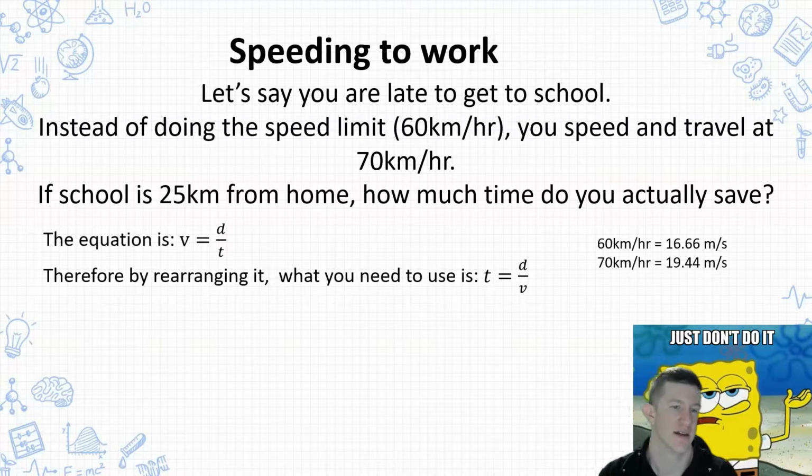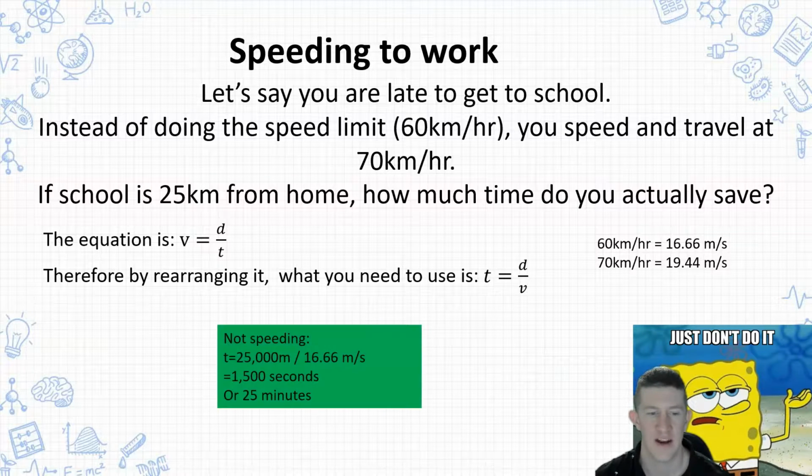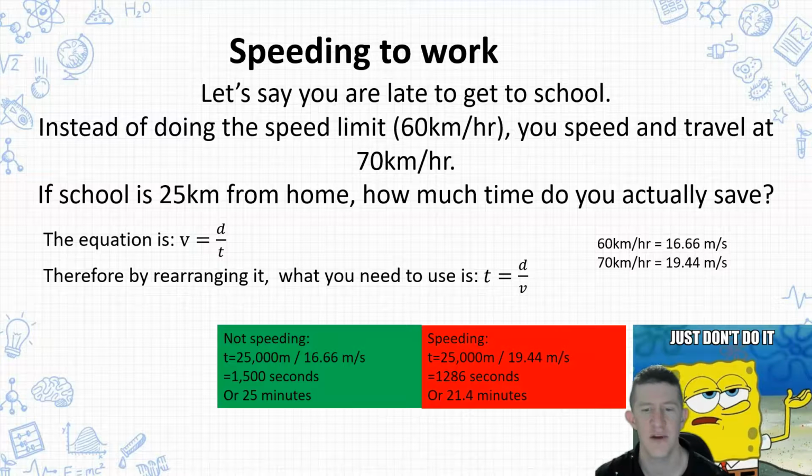This is the answer. So we would work out, don't worry about the equation. You've done it however you've done it, but we're going to figure out that if you were not speeding, it took you 25 minutes to get to school. 1500 seconds if you converted, or 25 minutes. If you were speeding, it took you 21.4 minutes. So really, when you look at the difference there, it is very minimal.